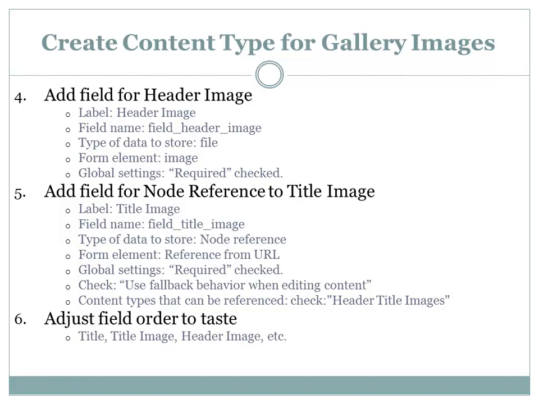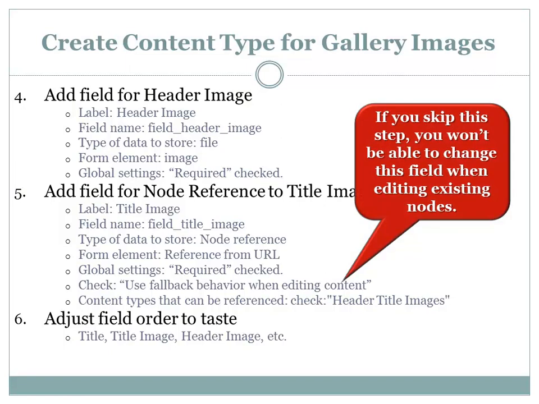Now, this looks real busy here, but all we're doing is filling in the different fields that we need for our gallery image content type. We need the header image that we're going to upload. We need a name for it. And we need to tell Drupal that it's an image that we're going to put in that field. And the node reference is going to be a drop down to the type of categories that that image fits into.